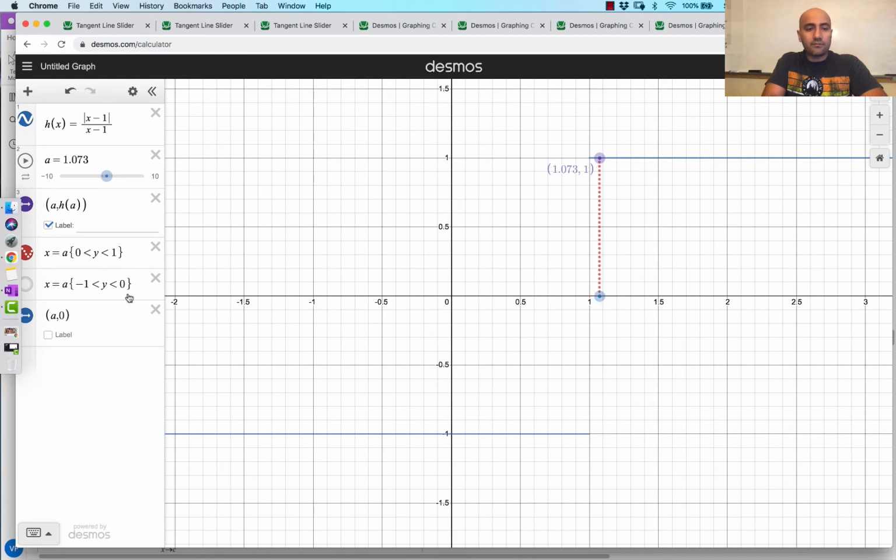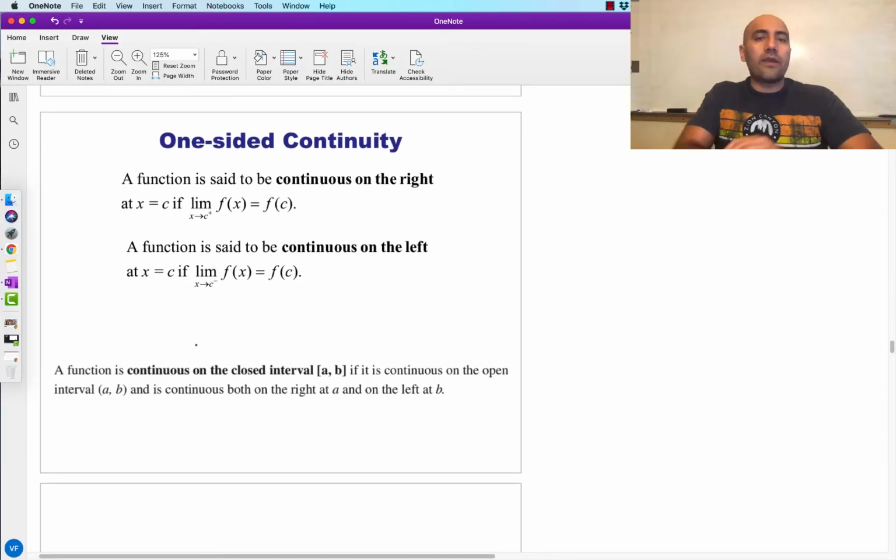On the other hand, for every input value to the left of 1, the output value is going to be negative 1. And so the limit as the input value approaches 1 from the left-hand side will be equal to negative 1. So at exactly x equals 1, there are two little holes on both sides, so the function is not defined, and also the limit does not exist as x approaches 1, right? The unrestricted limit. The limit from one side exists, the limit from the other side exists, but the unrestricted limit does not exist.